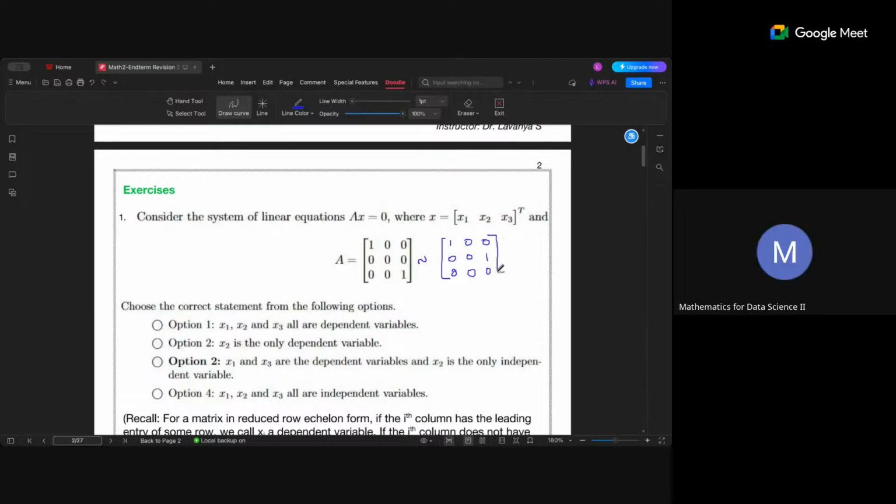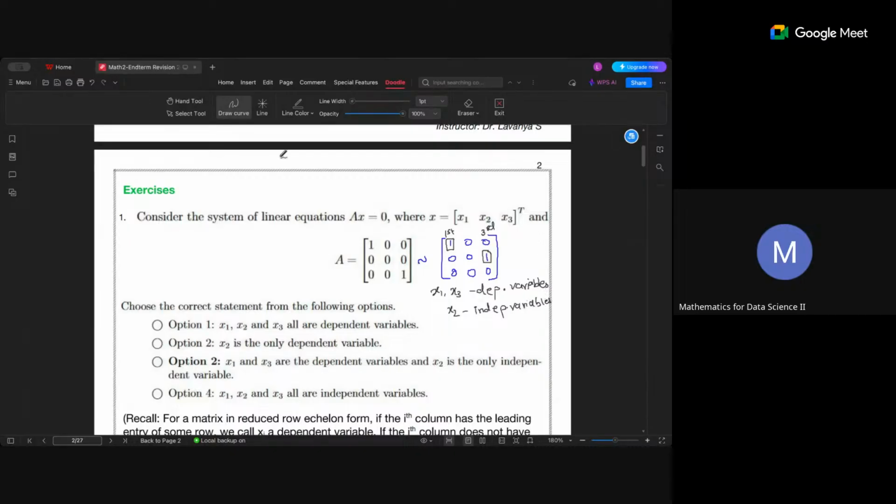Okay. So now for this matrix, you can see that the first column and the third column contain leading entries. So what can you say? x1 and x3 are dependent variables, right? And x2 corresponds to the independent variable. This is one part, right?